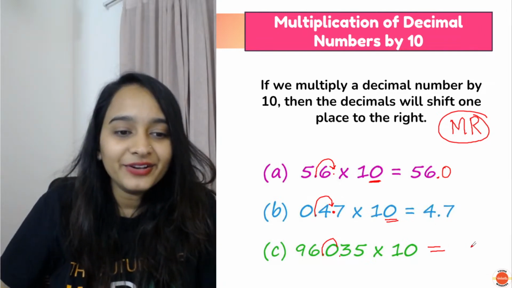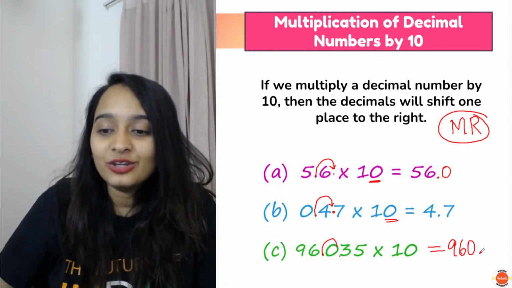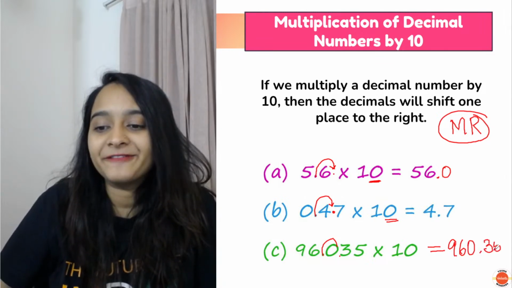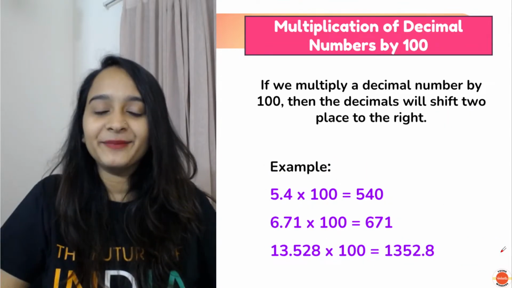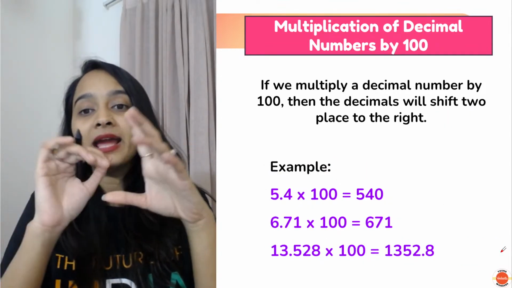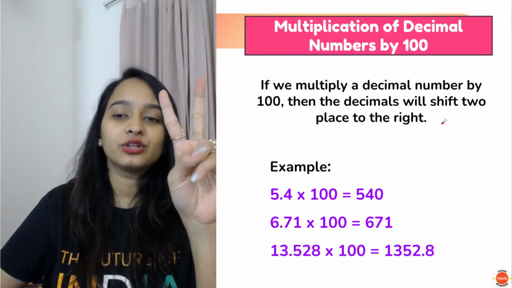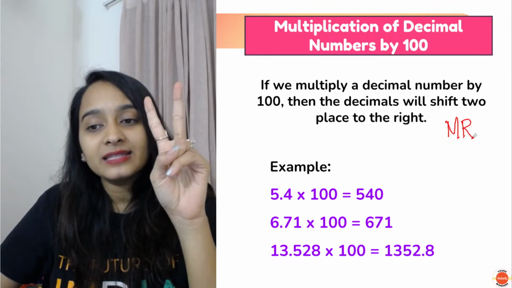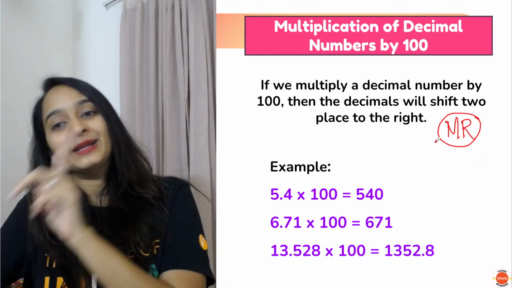Exactly, very good Shivansh. We have 960.35. Very good, very good. So now when we are multiplying with 100, how many zeros do we have? 2 zeros. So we have to shift the decimal point towards the right side.